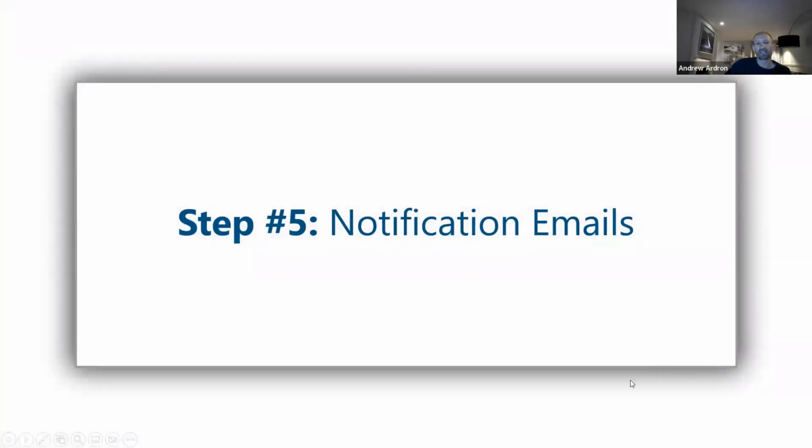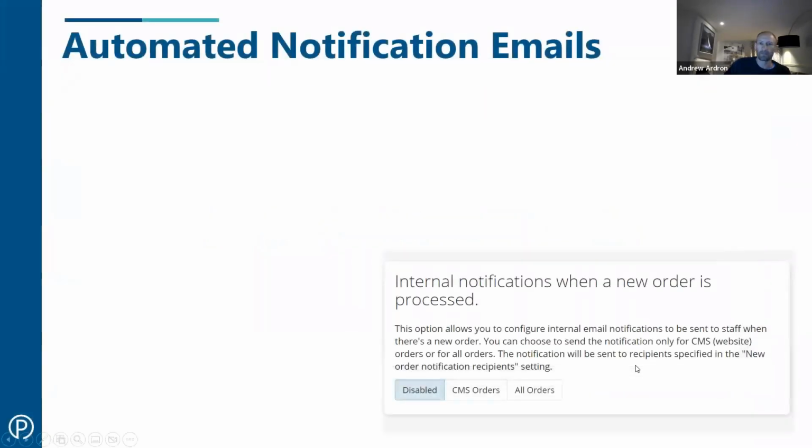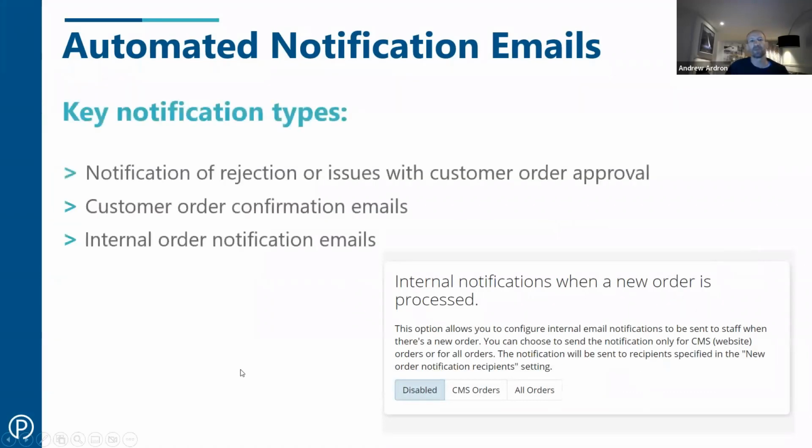Final step in all of this is the notification. So we've got this order. Who needs to be notified that this order's come in? There's a bunch of configurations that I can do here, but the key notification types are: automatic notification if a customer rejects an order, the salesperson will be told about that. If the customer approves the order, they'll get notified.